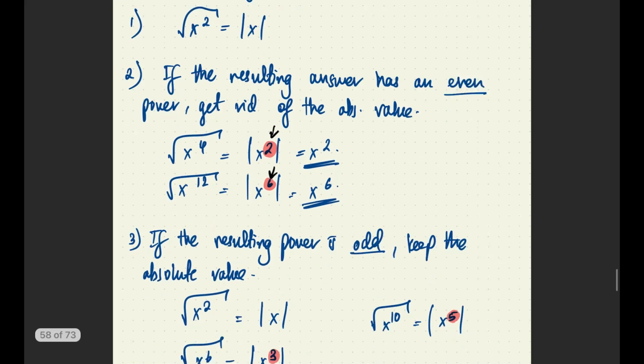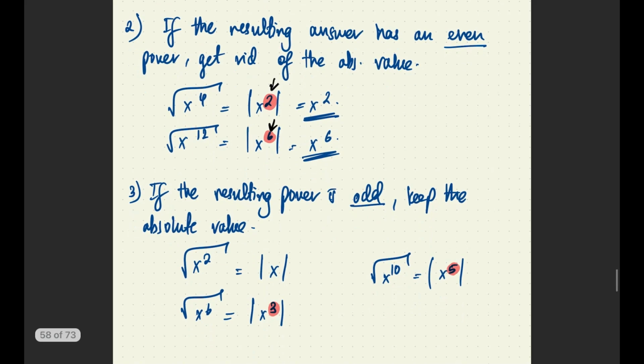However, as we saw, if the resulting power is odd, then you need to keep the absolute value and decide if it is going to be positive or negative. So yes, keep this in mind, and this is really going to help us solve limit at infinity questions for radicals, which we'll just get into.